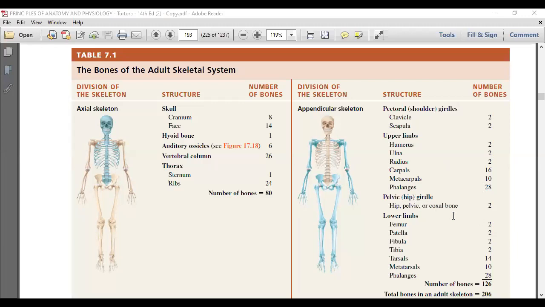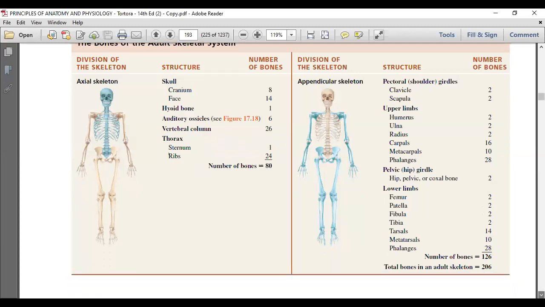Like the pelvic girdle, the 2 coxal bones. Here we are not calculating the ilium, ischium, and pubis separately. Then femur 2, patella 2, fibula 2, tibia 2, tarsals 14, metatarsals 10, and phalanges 28.